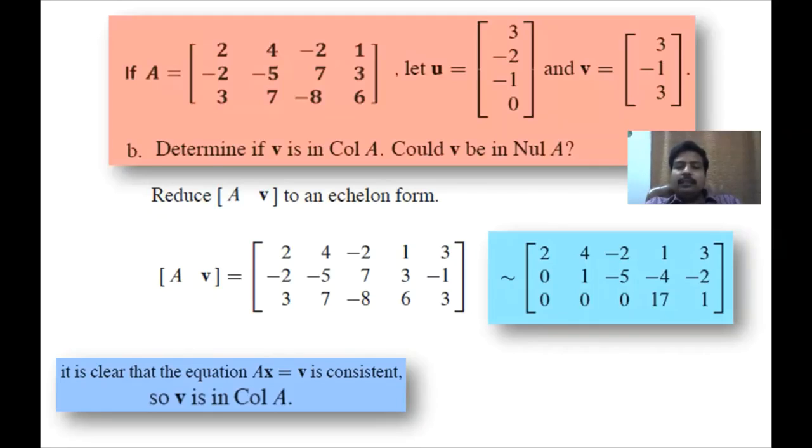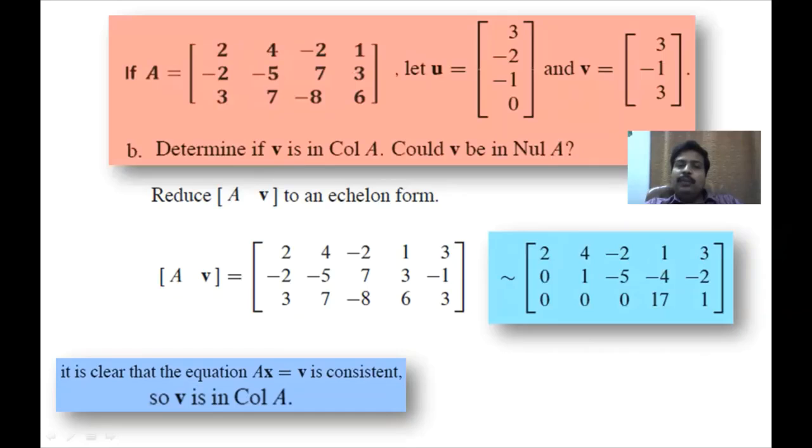So V is in column space A. If this system is consistent, we can say that it is in column space A. If it is not consistent, we can say that this vector V is not a linear combination of these columns. Since we got a consistent system, we can conclude that this can be formed using these vectors. So this vector V is in the column space of A.